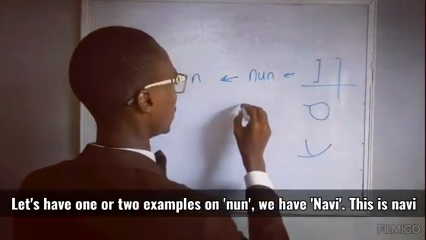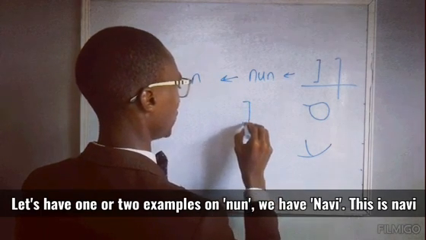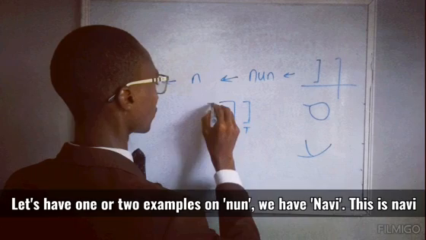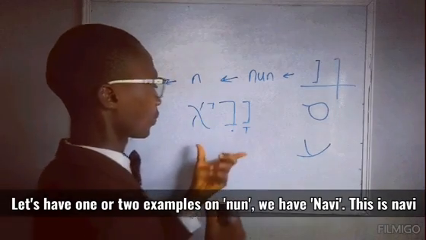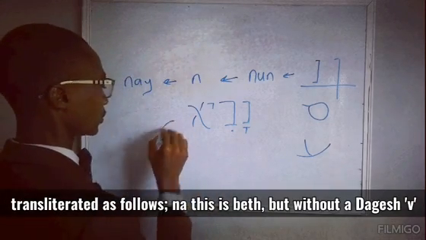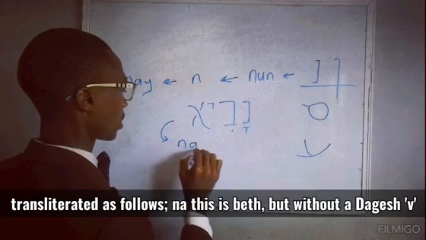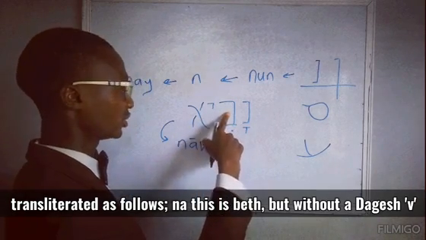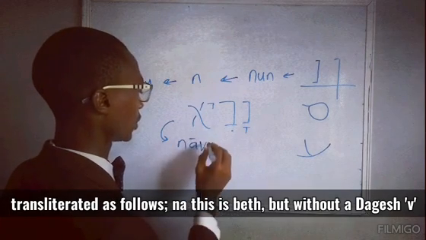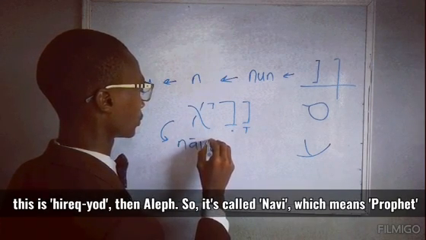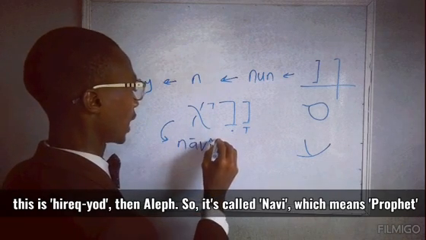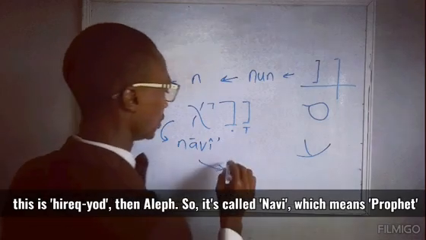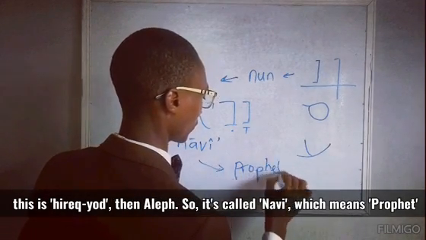For instance, we have Navi. This is Bet, but because it's without a dagesh, it is translated as V. Then we have the Yod, that's not very long, and we have Aleph, so it's called Navi, and the translation is prophet.